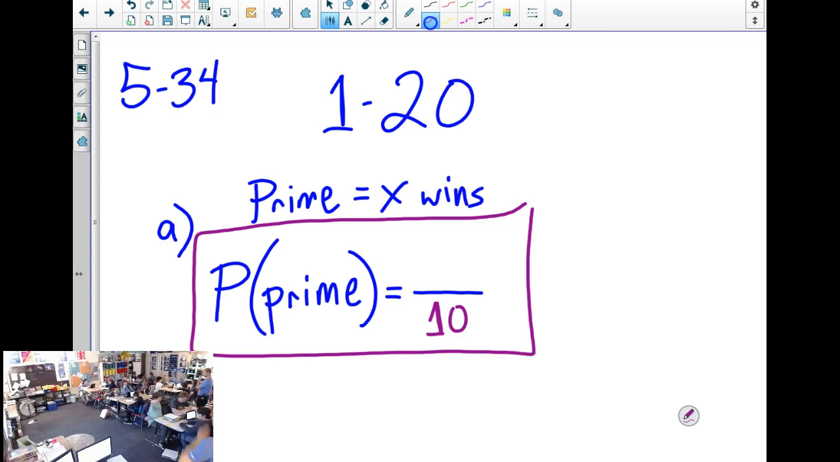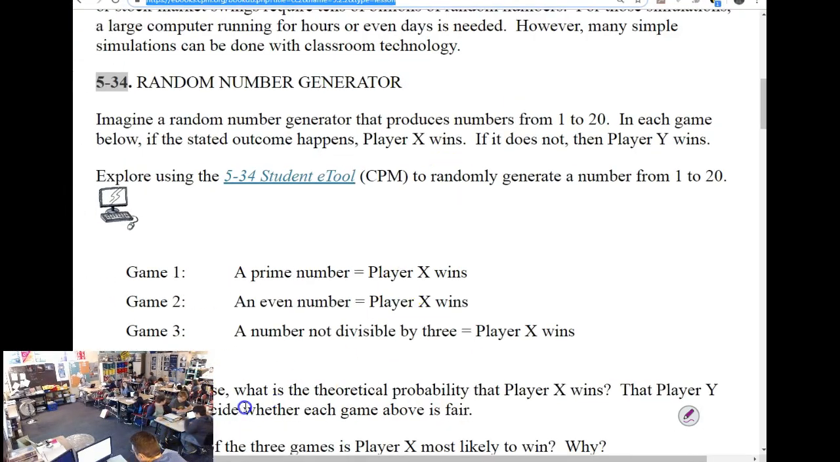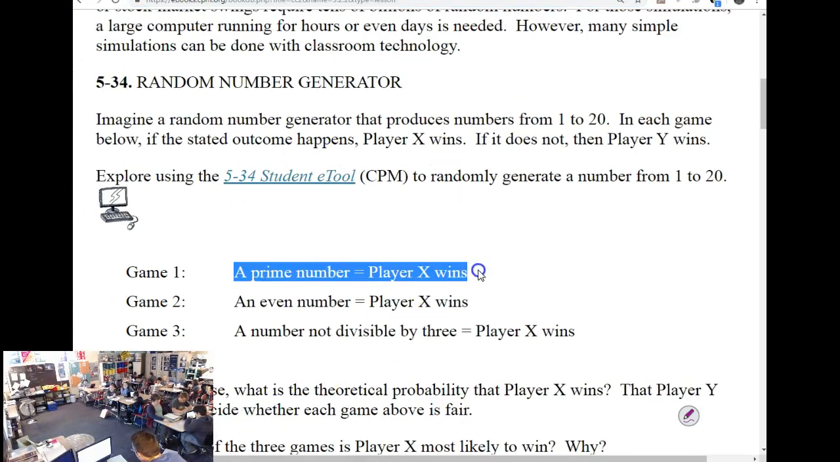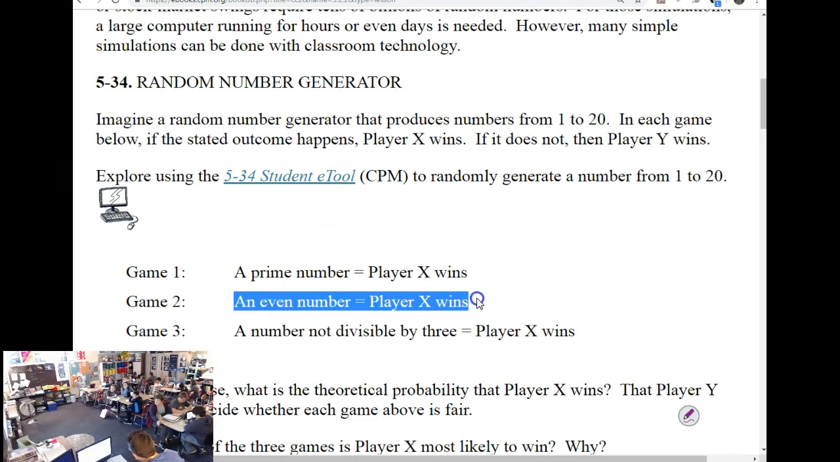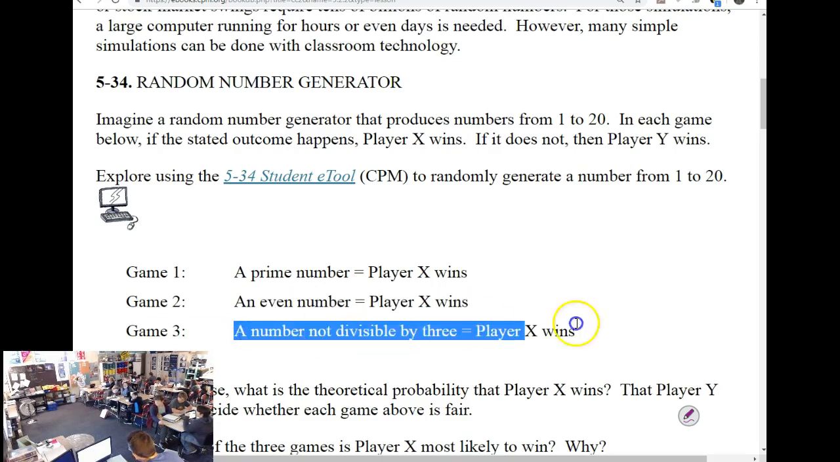So if it's prime, according to the game, so if we go back to the lesson, this game was that if you get a prime number for your result, player X will win. Game 2 is an even number, player X wins. And game 3, so what we're going to determine then is which game should we choose for the best chances of winning.